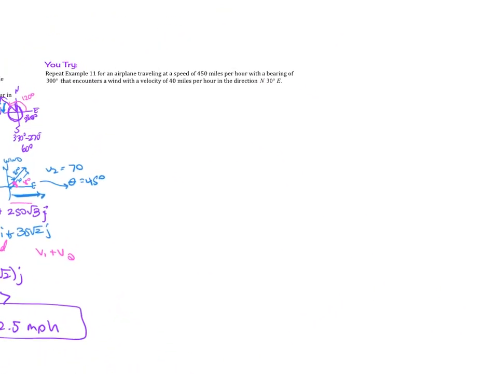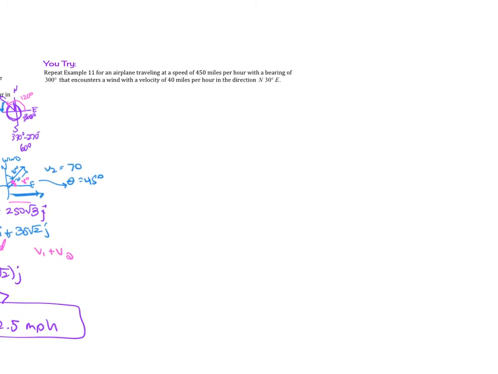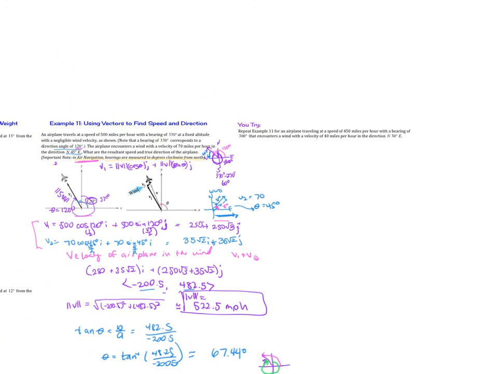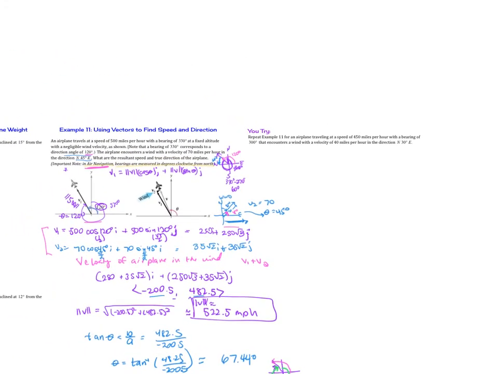So now you're going to repeat example 11 for an airplane traveling at a speed of 450 miles per hour with a bearing of 300 degrees that encounters a wind with a velocity of 40 miles per hour in the direction of north 30 degrees east. So you're going to have to draw two separate planes here. So 300 degrees, that is the true direction of the airplane. So they did not give you the direction angle. So my hint is you need to find the direction angle first, and then draw your vector here with that airplane. Then you draw the wind velocity, and then you will solve it very similar to this.